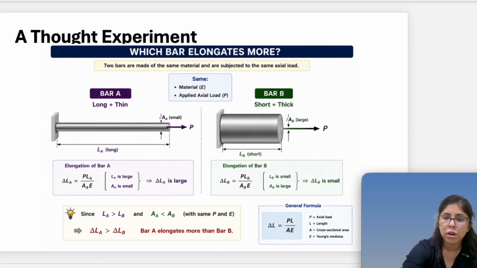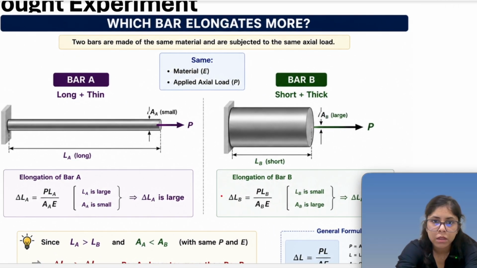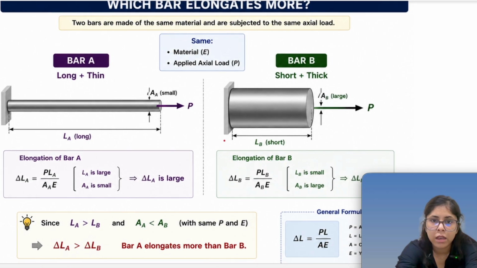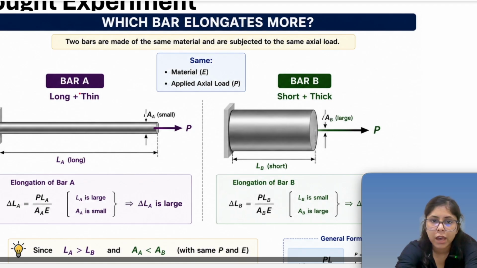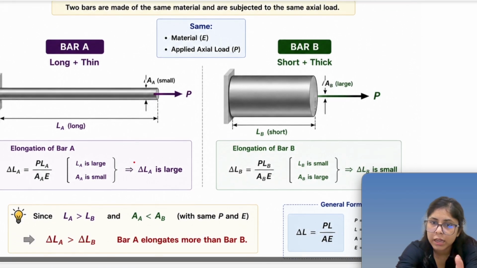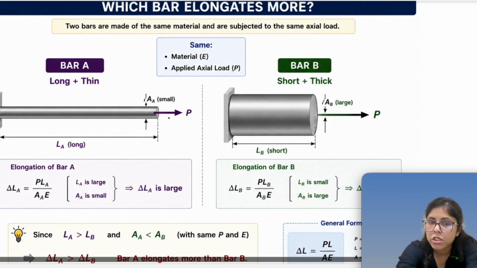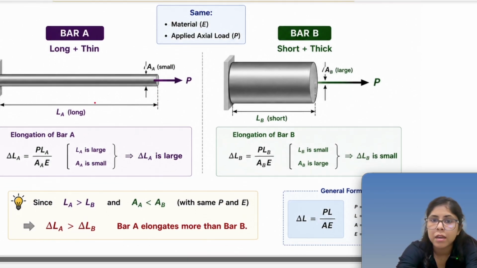Now let's have one thought experiment that we are doing. Now, I have already explained, can you tell which bar will elongate more? So we have bar A, which is long and thin, and then we have bar B, which is short and thick, right? So from our previous discussion, we can directly say that the elongation in bar A will be more than bar B because of this relation, right? So this we already knew. So if the bars are something like this, you will directly say that it is because of the long and thin bar that it is going to be deformed more.